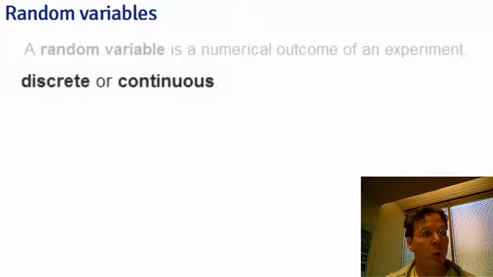The way we work with discrete random variables is we're going to assign a probability to every value that they can take. The way that we're going to work with continuous random variables is we're going to assign probabilities to ranges that they can take.